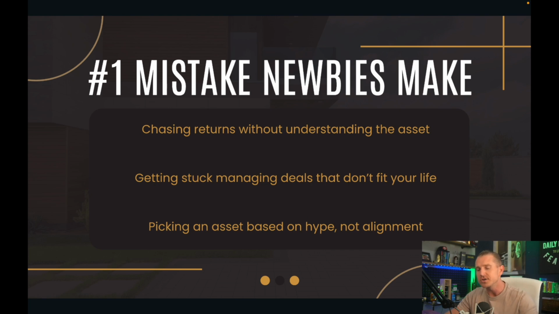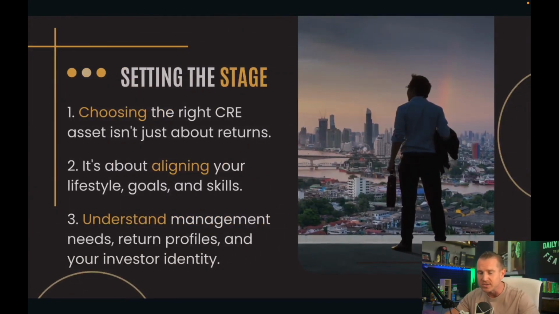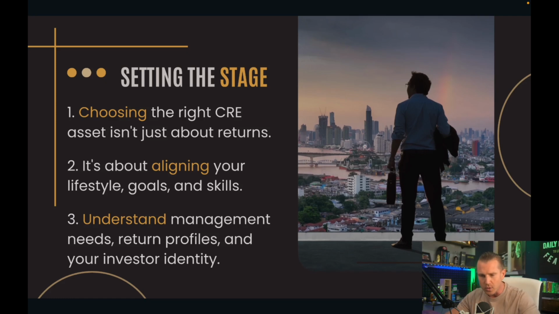And so understanding that you need to pick an asset based on alignment and congruency with your goals versus one that is actually just popular and you see working for everybody else, is something that you want to make sure you avoid. So let's talk about setting the stage here for this quick video. Number one, choosing the right commercial real estate asset isn't just about returns. It's actually about aligning your goals, aligning the skills that you have right now to bring to the table and the lifestyle that you're actually trying to accomplish.